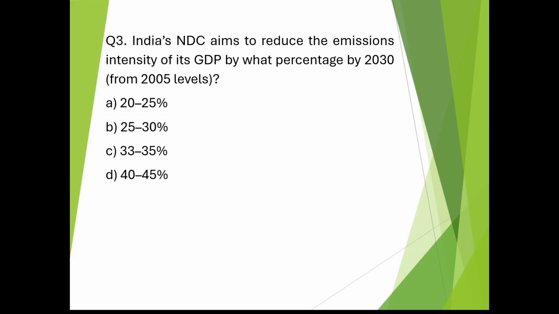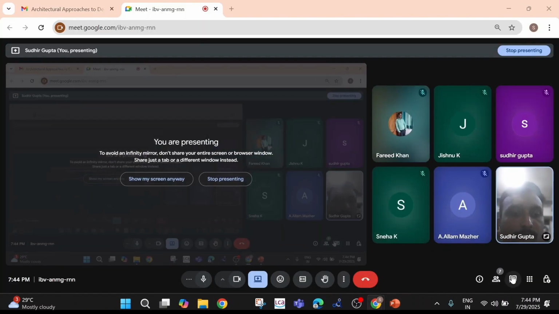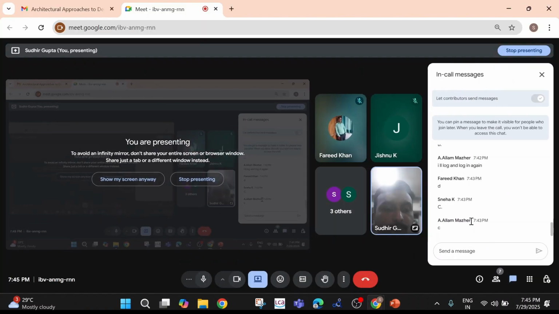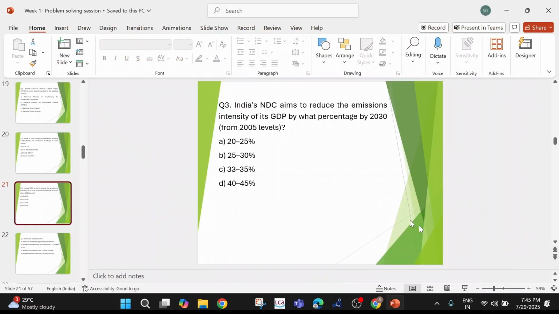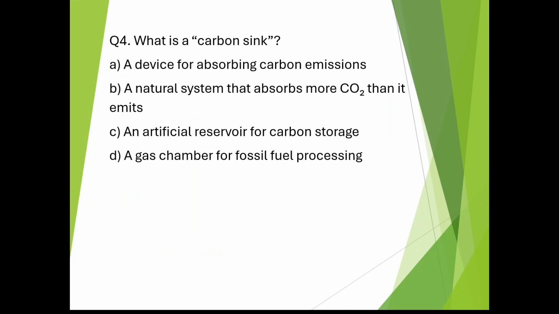Can we move to the next question? Are you guys able to recall? Option C is the right answer. Can we move to the next question? Okay. So remember these ballpark numbers. So here is question number 4. What do you understand by carbon sink?